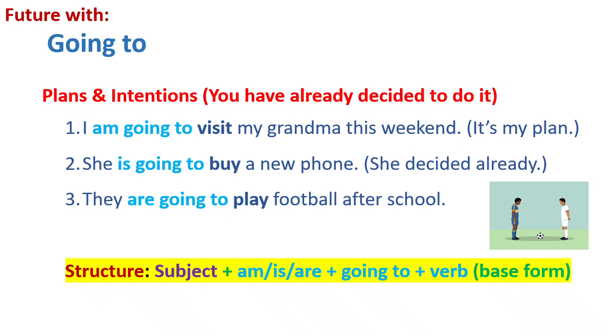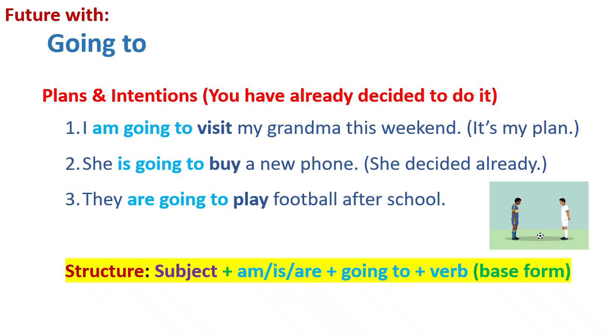Now this is very interesting: when you have a plan and you have already decided, you can easily use the going to structure. Examples. Number one, I'm going to visit my grandma this weekend. I have already planned, I have already decided that this is my intention. Number two, she is going to buy a new phone. She has already decided. Third example, they are going to play football after school. They have already decided that they are playing football after school.